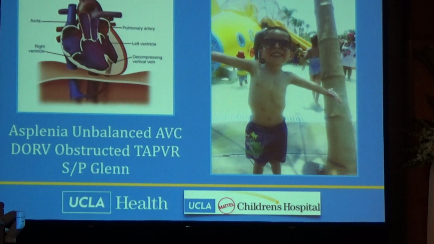So this is one of my patients who comes to my symposium at UCLA every year. He's almost 6 years old now. We diagnosed him with asplenia, unbalanced AV canal, double outlet right ventricle, and obstructed total anomalous pulmonary venous return. So this was a high risk group, with multiple risk factors for a guarded prognosis. But he has done quite well, and he's ready for his Fontan now.